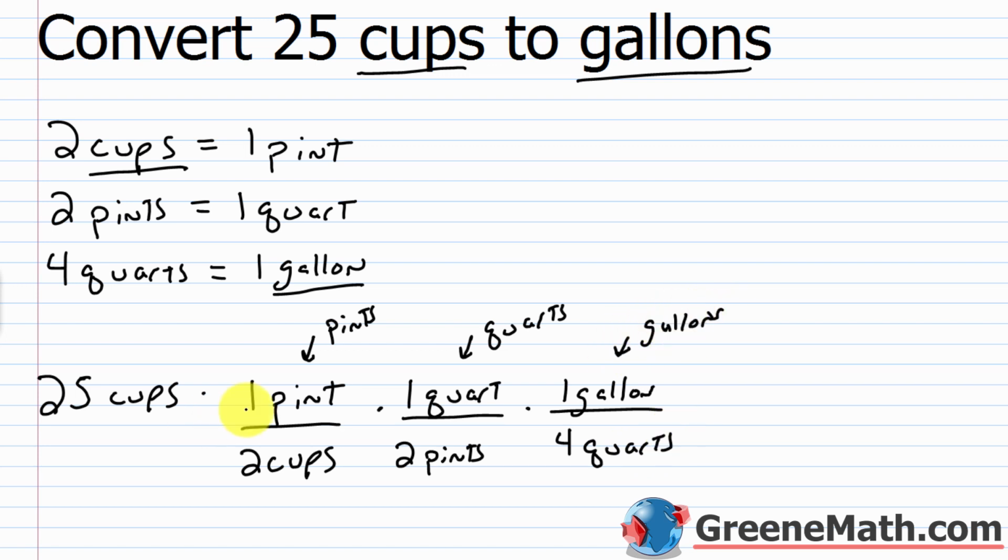And that's all it is. You're just doing multiple conversions at once. And if you're not comfortable with this, just do it individually first. Just do a part where you go, okay, 25 cups, I'm going to convert that to pints, stop, then convert it into quarts, stop, then convert it into gallons. But once you get good, you want to just do it all in one shot like this.